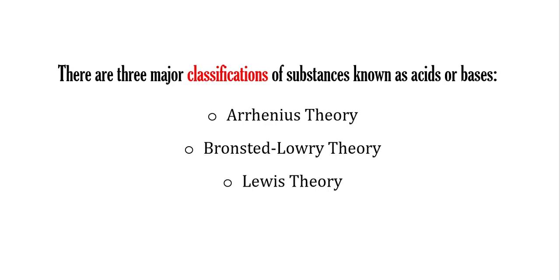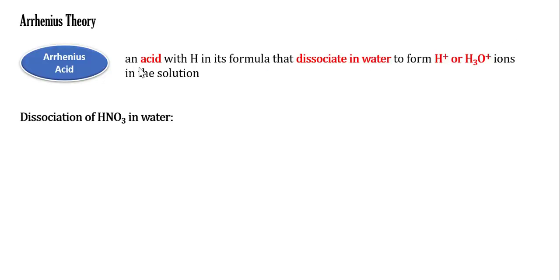There are three major classifications of substances known as acids or bases. The first one is the Arrhenius theory, the second one is the Bronsted-Lowry theory, and last but not least, we have the Lewis theory. The Arrhenius acid is an acid with hydrogen in its formula that will dissociate in water to form the hydrogen ion or the hydronium ion in the solution.